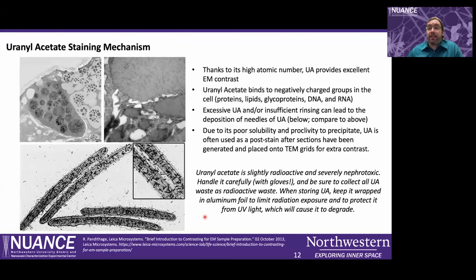The safety issues with uranyl acetate are that it is slightly radioactive. It is a uranium salt. Mostly, though, it's severely nephrotoxic. So you have to be very careful in handling it, to always be wearing gloves. And you have to be sure that, because it is slightly radioactive, you collect all uranyl acetate waste as radioactive waste. If you are doing these workflows in the BioCryo space, we do have waste streams for both osmium tetroxide and uranyl acetate. So just put it in the appropriate jar.